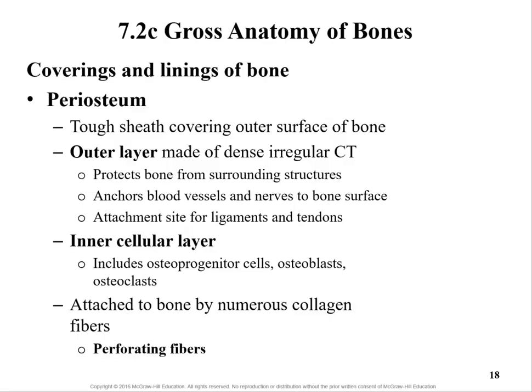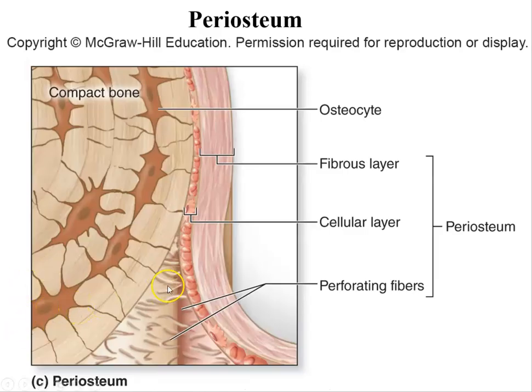The periosteum is attached to the bone by collagen fibers that are called perforating fibers. And let me see, I think I have a picture of it. You can see here they're kind of at a 90-degree angle to the periosteum, and they perforate through there and into the bone, joining the periosteum to the bone. Here is that dense irregular connective tissue outer layer, and then here's that inner layer. And then here is the bone.